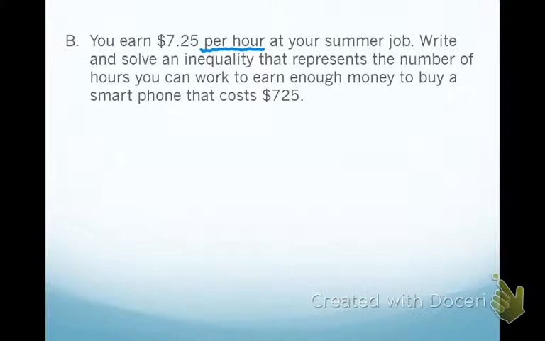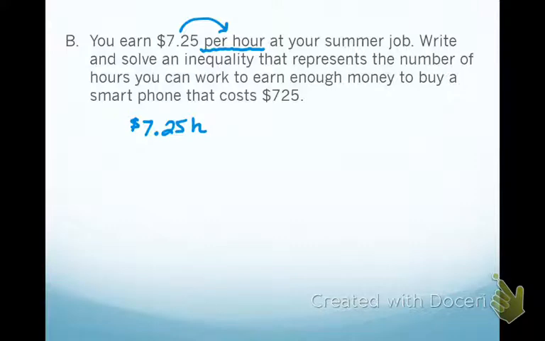Does anybody remember what sign we always use when it's per hour? Add, subtract, multiply, or divide? We are going to multiply. So simply what that means is we're going to take this number and multiply per hour. What would be a good variable for per hour? Let's do H for hour. So we are going to do $7.25 times H, because it's $7.25 per hour.